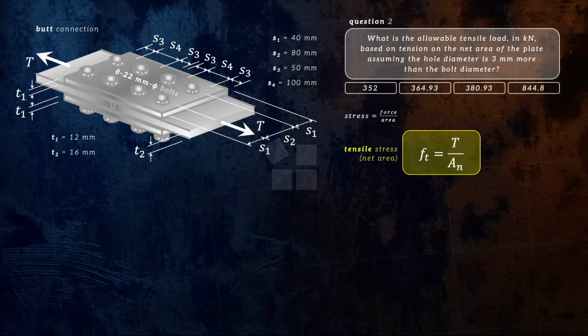Only that the tensile stress now is for the net area, therefore our area would of course be the net area. Hence, the force T would now change. Ft is given as 0.5 of Fu from our situation, and also Fu is given as 400 megapascals.